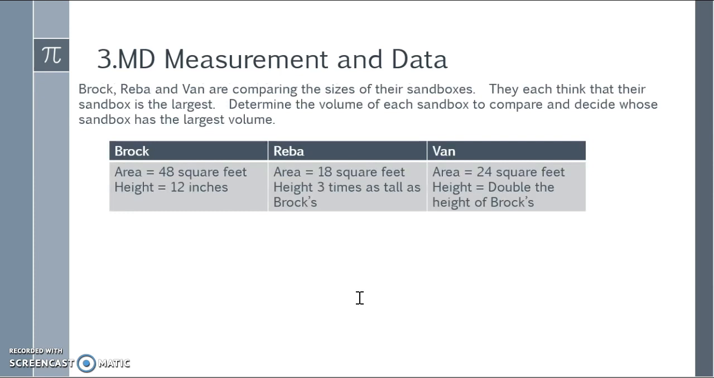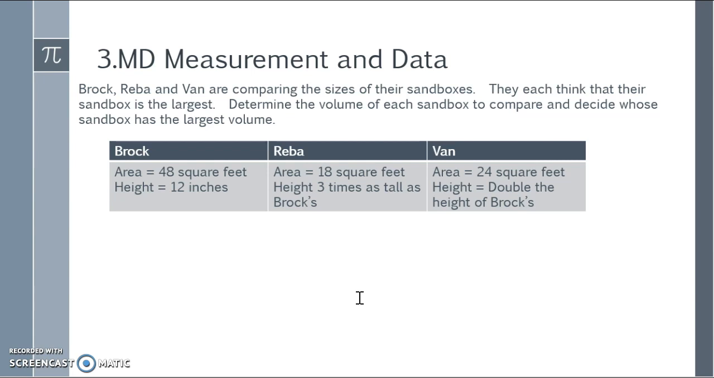Brock, Reba, and Van are comparing the sizes of their sandboxes. They each think that their sandbox is the largest. Determine the volume of each sandbox to compare and decide whose sandbox has the largest volume.